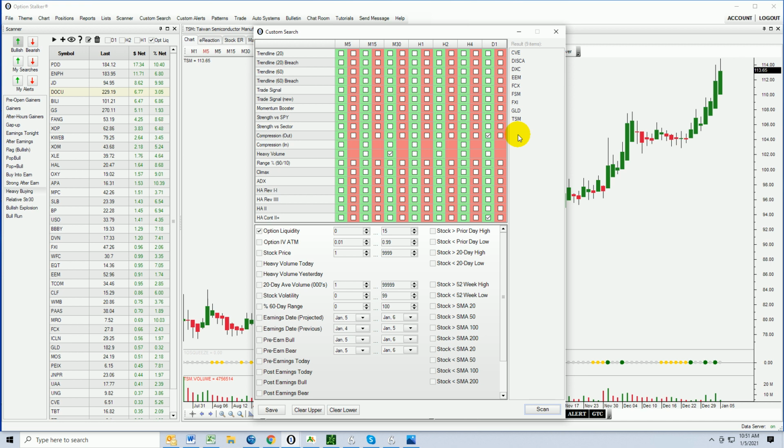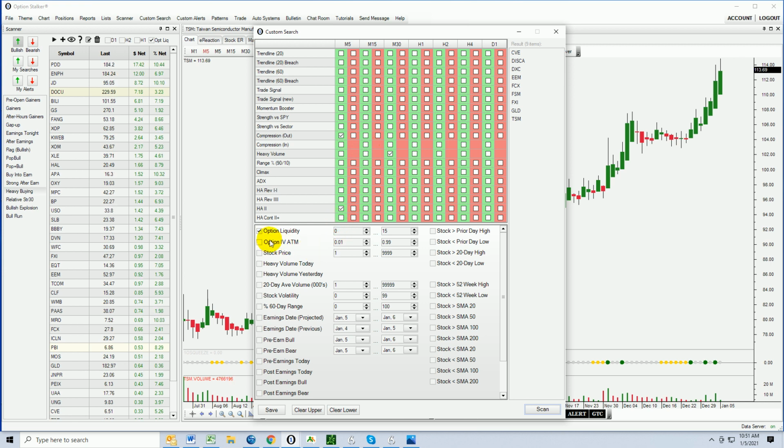You can also run these same searches. So let's say that I really liked GLD. Well, then I can come in and see if it's coming up on some of my other searches. So let's use HA2, and we can do that on a 5-minute basis. We'll just see what search results come up here. We'll keep the heavy volume on a 15-minute basis. That's good. And let's see what we've got on a compression out 5-minute basis.